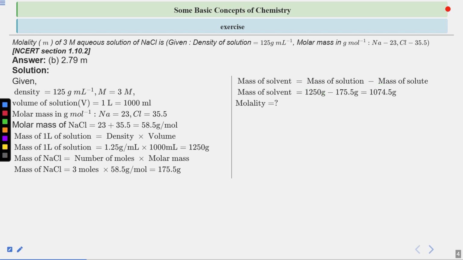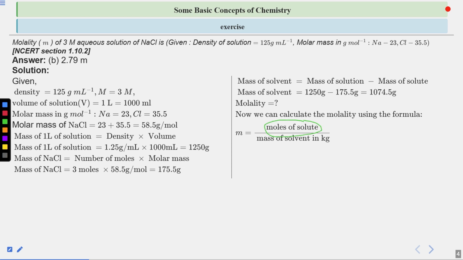Now we have to look for the molality. How will we calculate the molality? We know the number of moles of solute. We already know the mass of the solvent, which is 1074.5 grams. The only thing we have to do is convert this gram into kg and put the number of moles in the numerator to get the molality as 2.79 mole per kg.